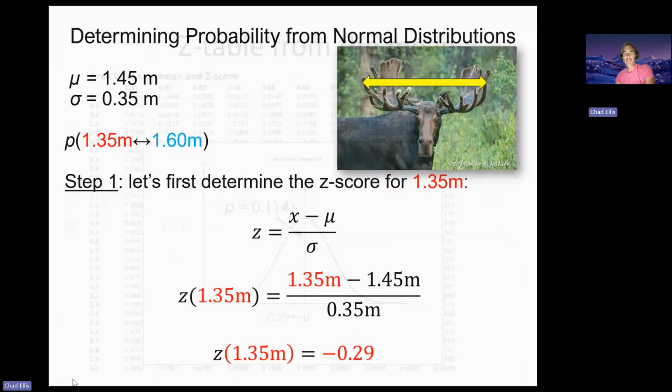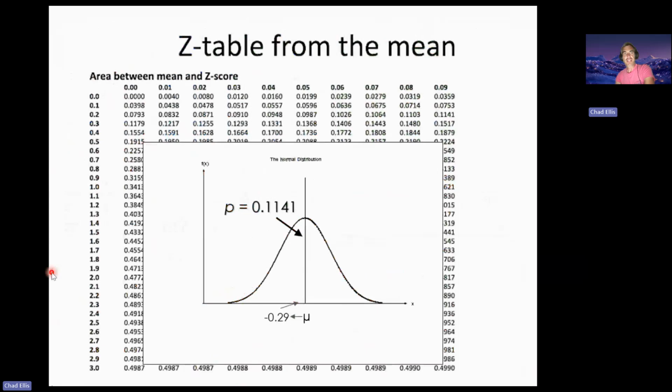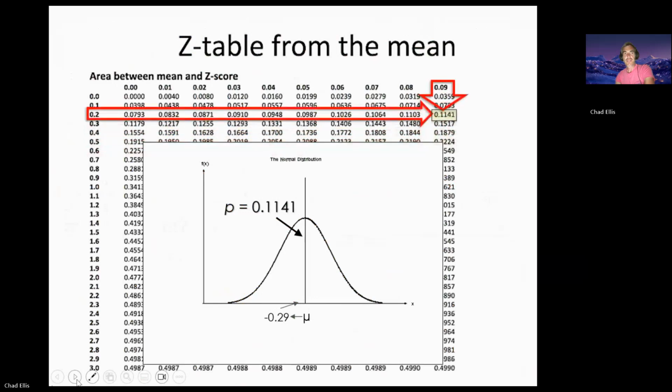In this type of question, sometimes it's advantageous to use the z-table from the mean. So in this case, we have a z-score of minus 0.29, which corresponds to an area of 0.1141. So that's our area away from the mean.